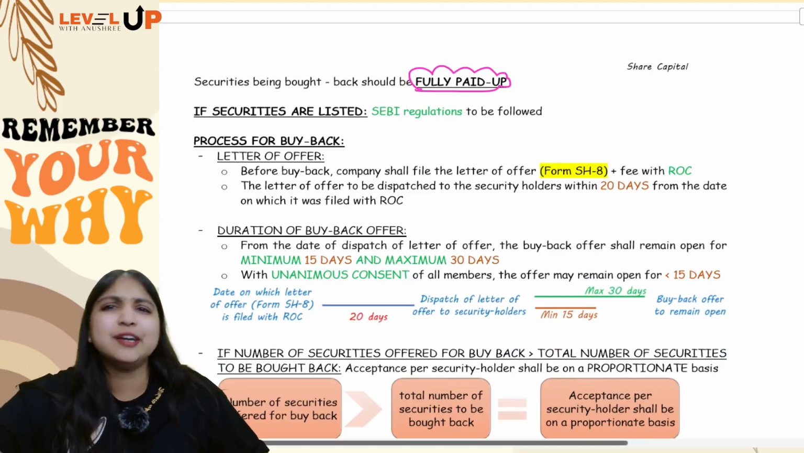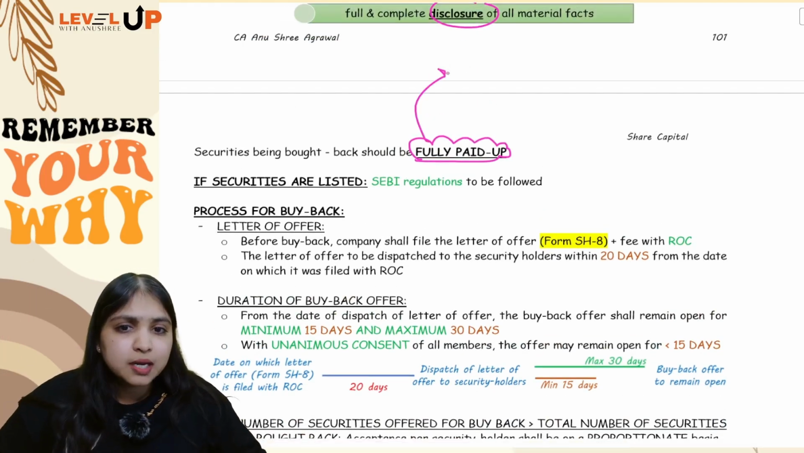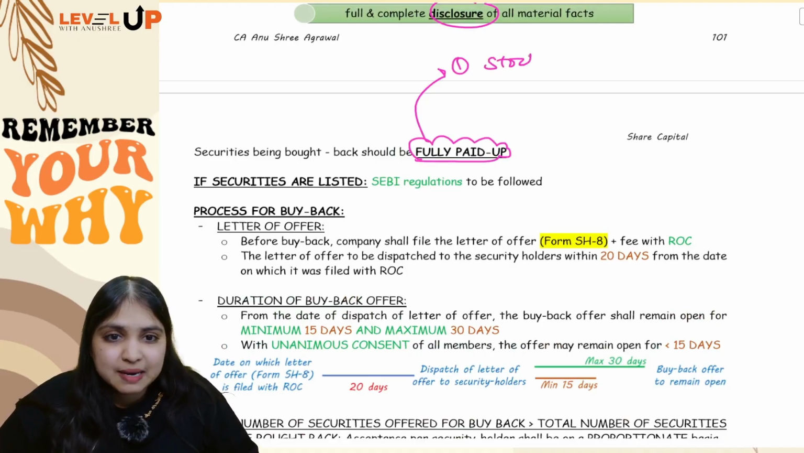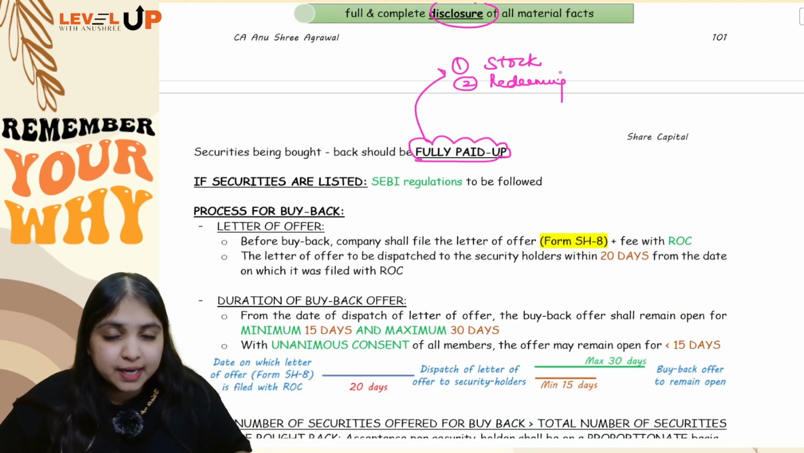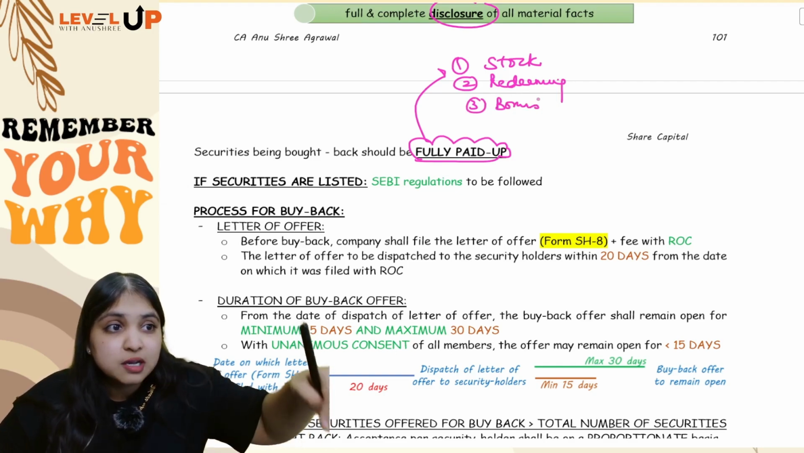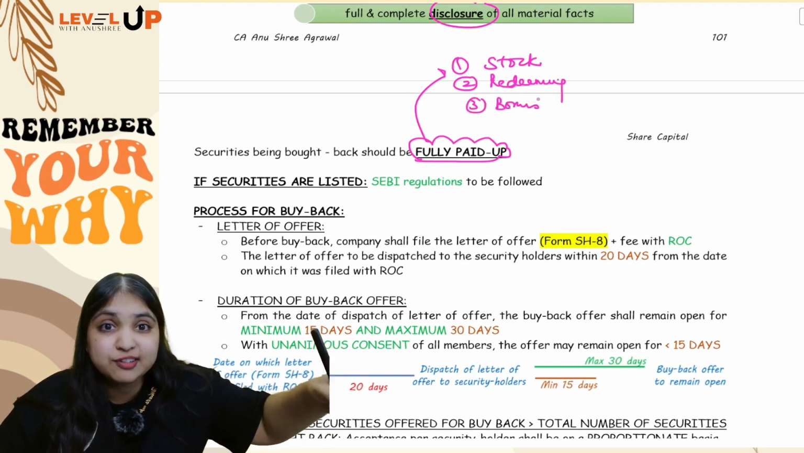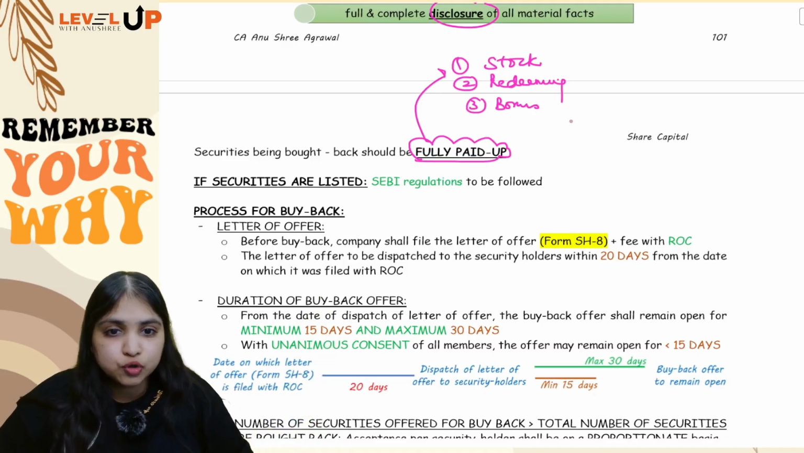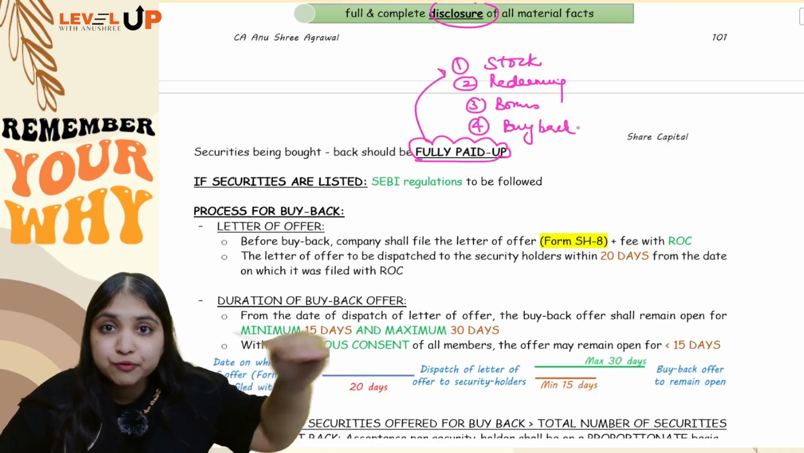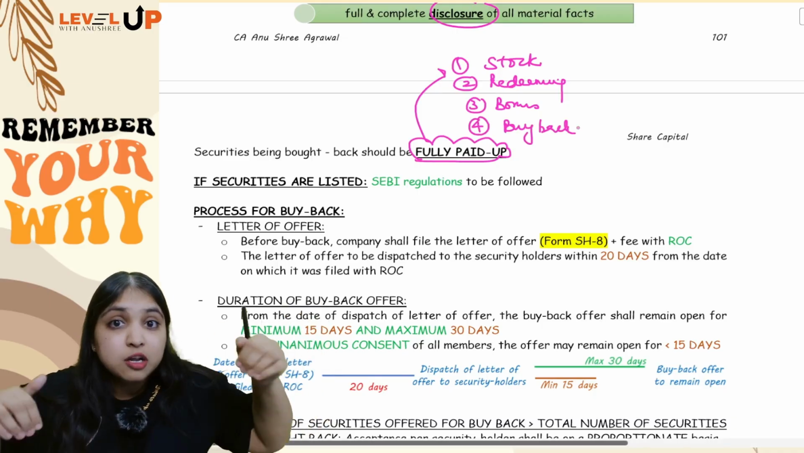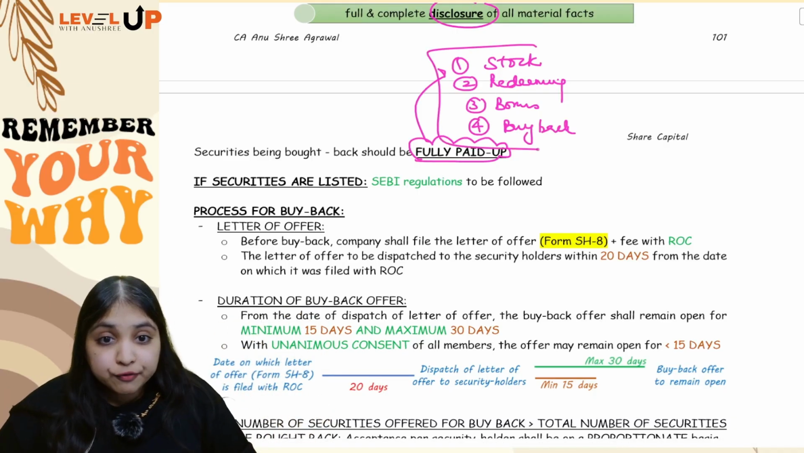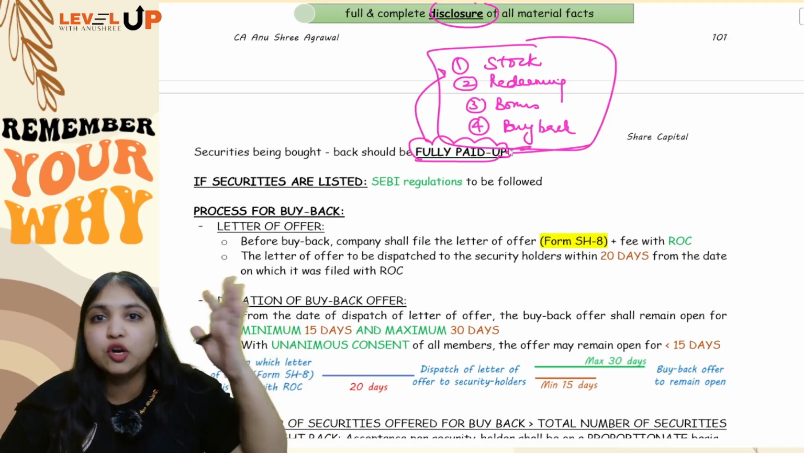This fully paid up point, where all have we seen it, tell me. Number 1, only fully paid up shares can be converted into stock. Number 2, when we are redeeming the preference shares, before redeeming they have to be fully paid up, only then can we redeem them. Then number 3, bonus shares. Before we issue bonus shares, the existing shares should be fully paid up, only then can we issue bonus shares. And number 4, when we are buying back the shares, before buying back they should be fully paid up, only then can we buy back. So in your one share capital chapter, in 4 places you are finding this one condition of fully paid up.